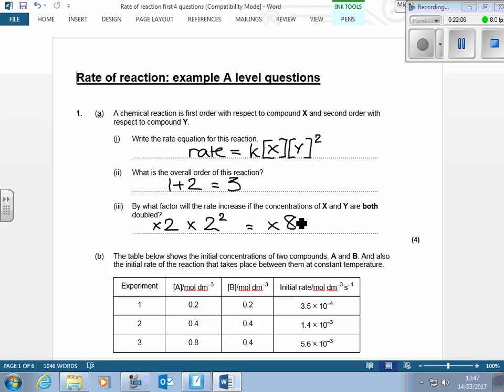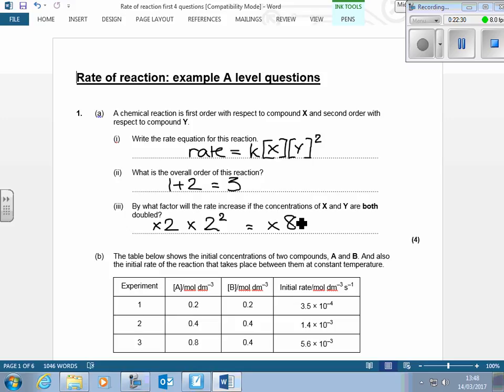If you doubled one, if you doubled X, it would double. Well, then if on top of that you double Y, it'll double to the power 2. So you're doubling to the power 2 what you've already doubled. Sorry about the English.